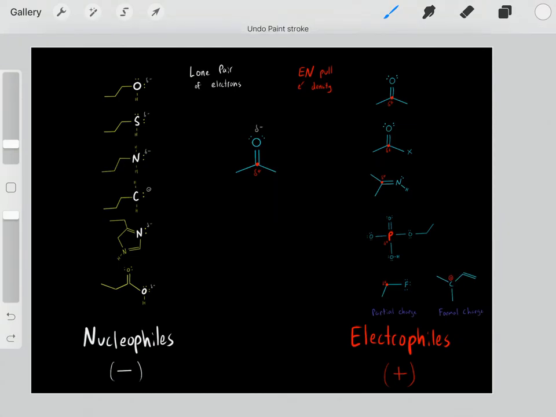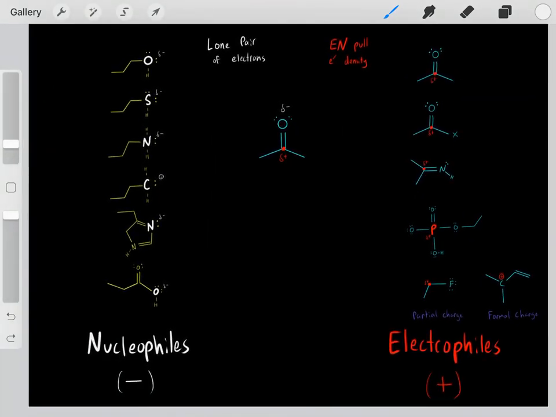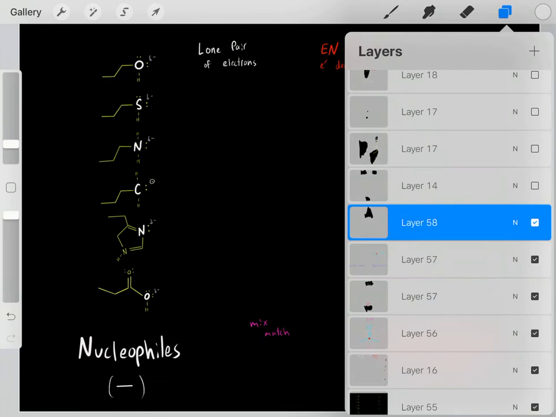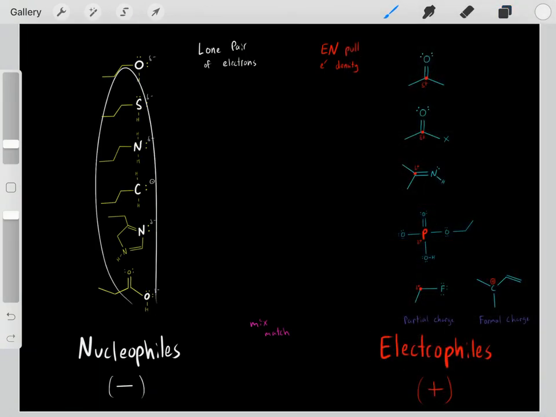This guy with this formal charge is the strongest electrophile, and then these would be weaker electrophiles. But again, that's the common theme with electrophiles: either partial or formal positive charges. Now, we know we have these nucleophiles and these electrophiles, and we can have these nucleophiles react with these electrophiles, and we can mix and match these reactions.